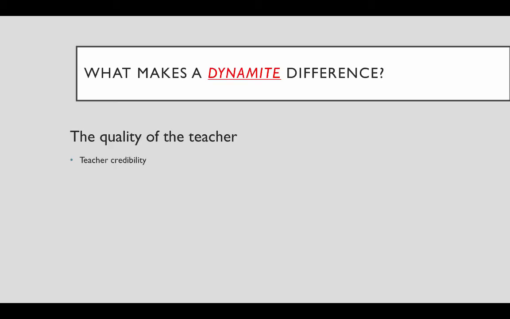What makes a dynamite difference? The quality of the teacher. Teacher credibility. Do students respect you? It's not so much how smart you are, believe it or not. The teacher's level of knowledge is important, but it's not what increases teacher credibility. It's whether you're fair. It's whether you're giving your best. It's whether students know they can depend on you. The effect size is 0.90. Very, very strong.